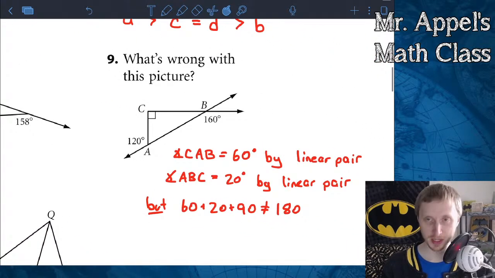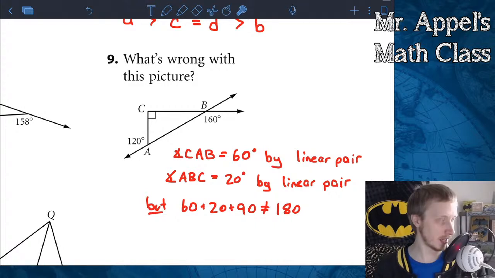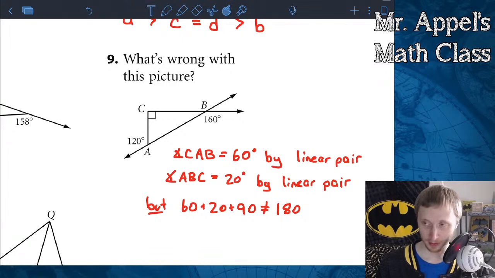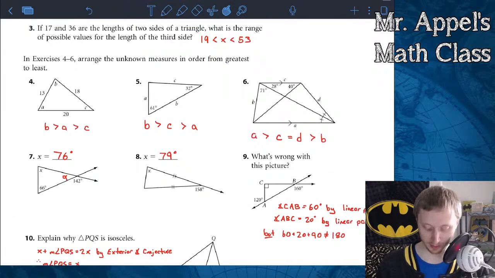And for number 9 here, what's wrong with this picture? I love these questions. So first of all, I can see this is 120 degrees. So a linear pair, that would be 60. This is 160, so with a linear pair, this interior angle must be 20 degrees. But then if you add them all up, you get 60 plus 20 plus 90 is not 180. Okay, you broke your triangle there. One of these numbers has to be wrong. Okay. Any questions on those guys?